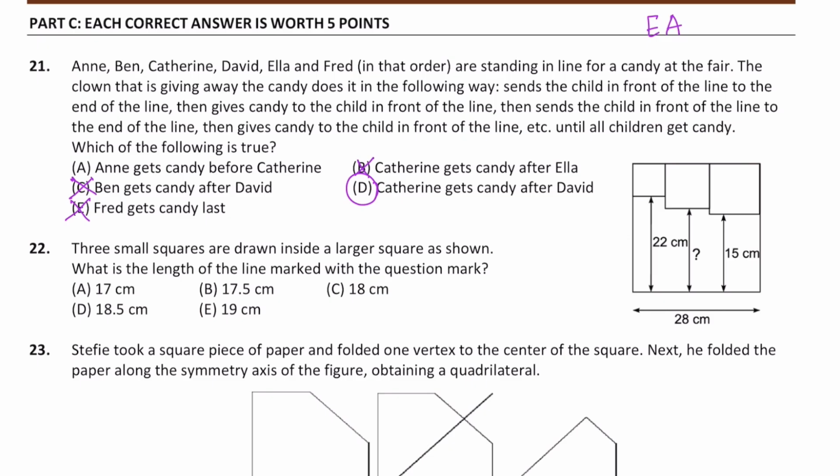No, Ella is still standing in line. Anne gets candy before Catherine? No, Anne is still standing in the line. Right? So it's option D. Okay.